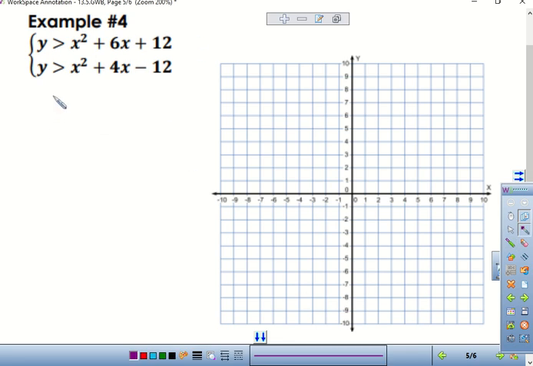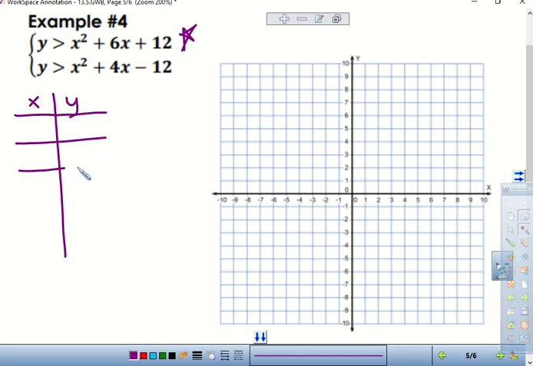So for the first quadratic, I'm going to do it in purple. My axis of symmetry is going to be -6 divided by 2a, so it's 2, so it's -3. And then I plug -3 back in. I get 9 minus 18, which is -9, plus 12 is 3.